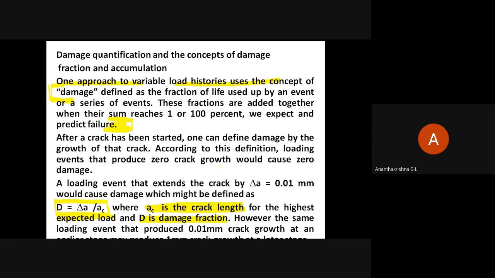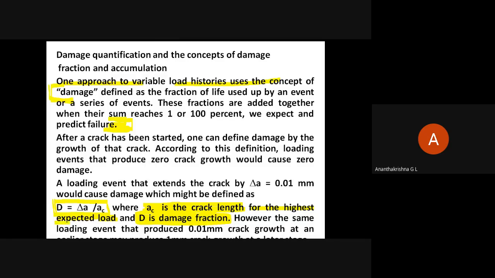Finished? Yes, sir. Okay. Next, come to the last. Take D is equal to delta A by AC. Delta A is the small change in crack length. AC is the crack length for the highest expected load, and D is the damage fraction. Just note down this. D is equal to delta A by AC, where AC is the crack length for the highest expected load, and D is the damage fraction.